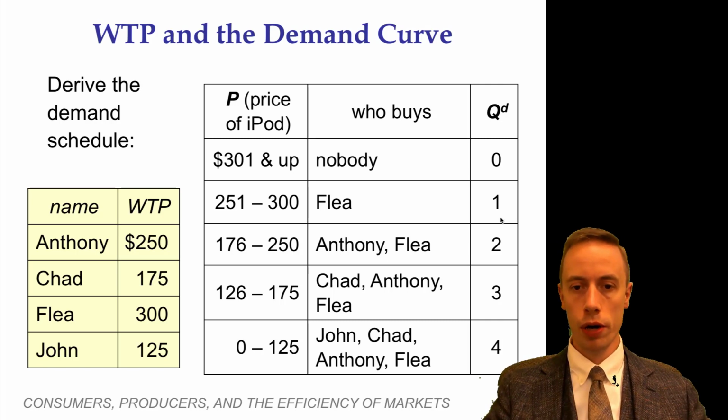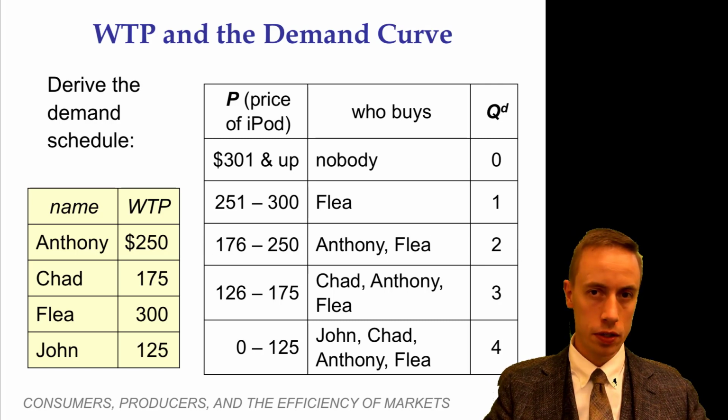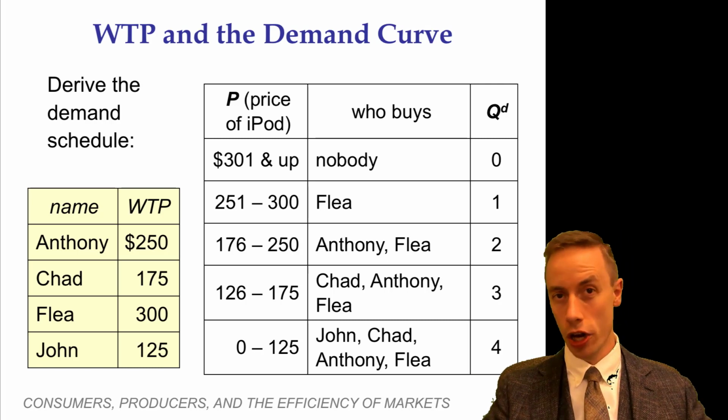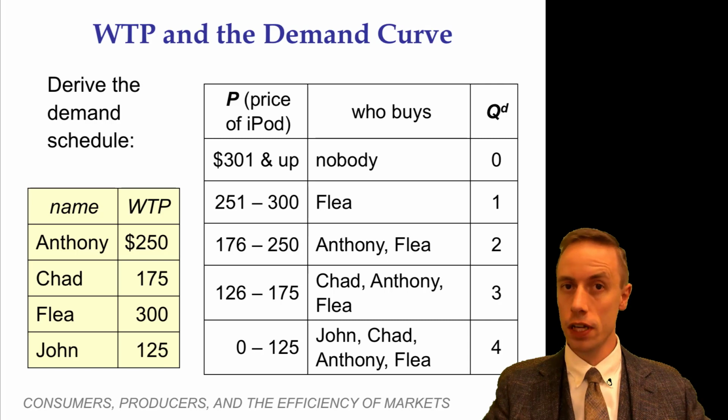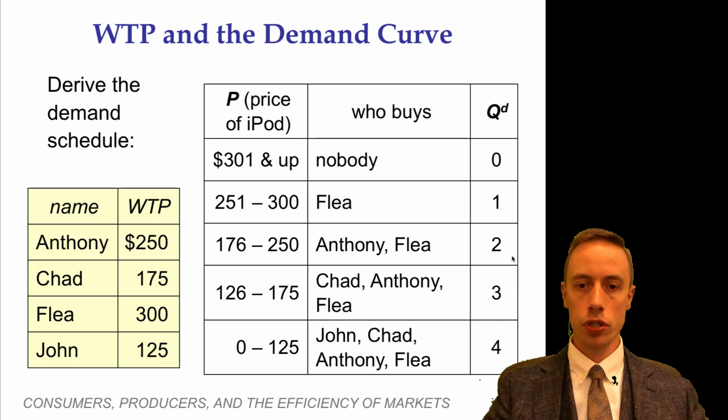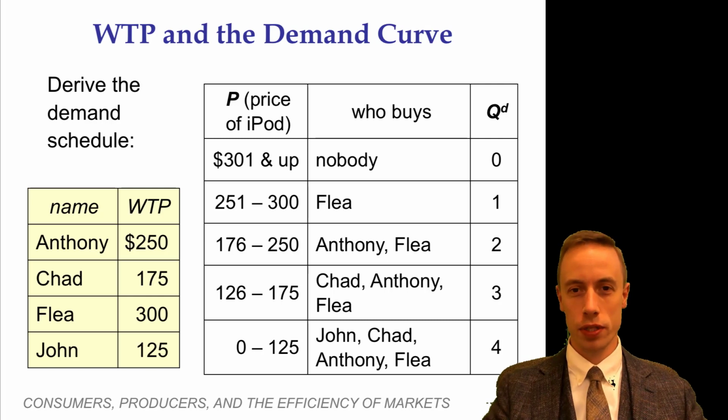Let's go 1 row lower. Talk about this one right here. So the highest price in this row is $250. And that's the willingness to pay for Anthony. It's not the willingness to pay for Flea, because Flea is willing to pay even more, up to the $300 mark. In other words, the highest price in each of these rows represents the willingness to pay for that buyer. We'll go back to that notion as soon as we've drawn this information up as a demand curve.